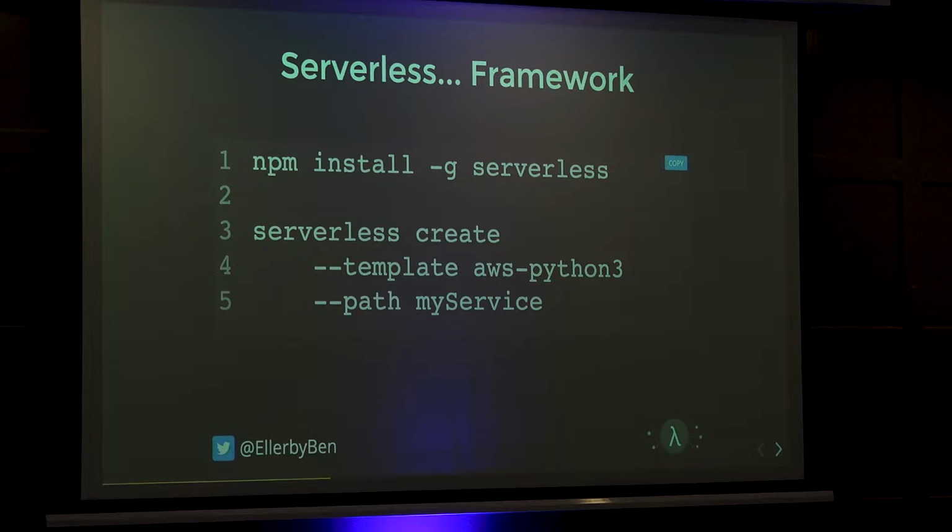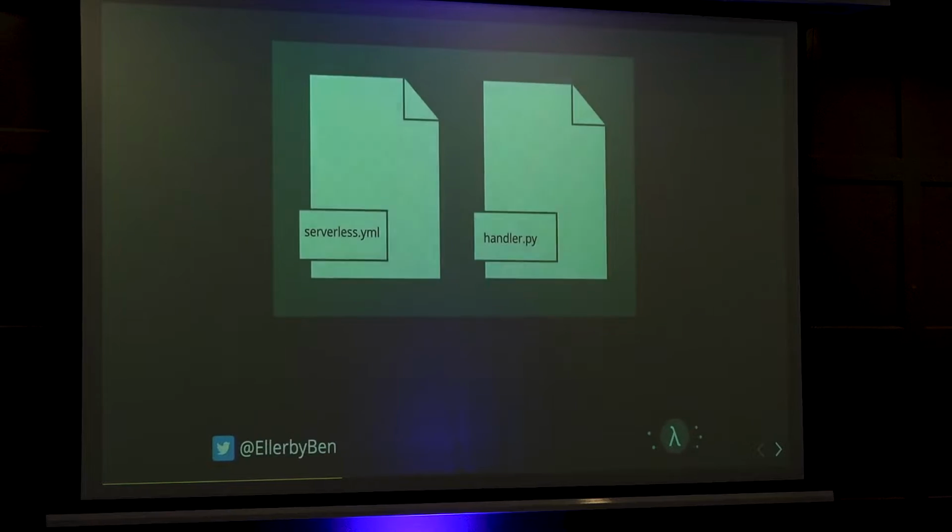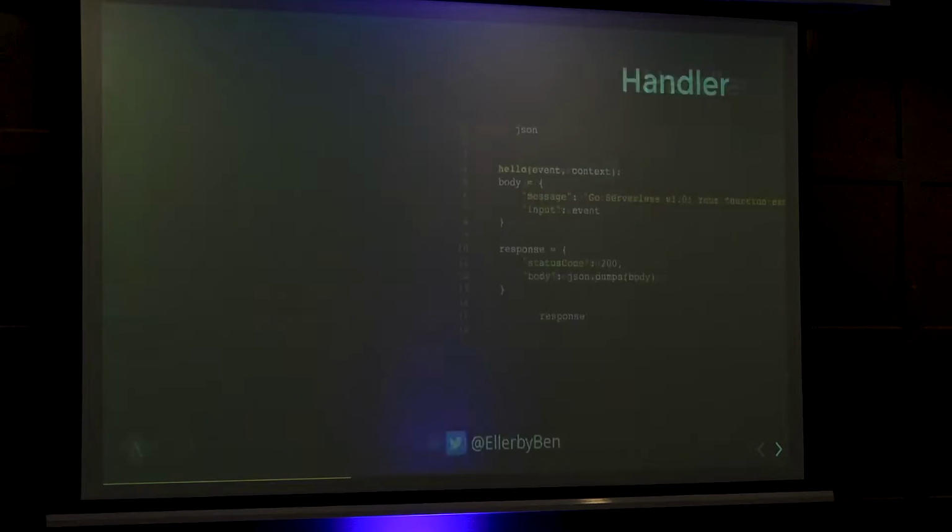So we install it globally, and then we can run serverless create with the template aws-python3, which is using 3.7, and the path, which is whatever we want to call our service. This will then generate for us a serverless.yaml file, which is our infrastructure as code, and a handler.py, which is the function that's going to handle the events.